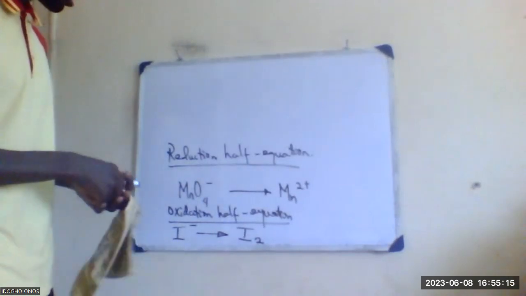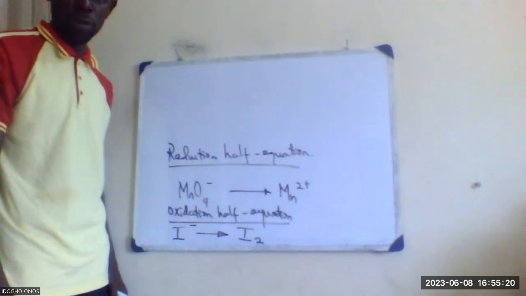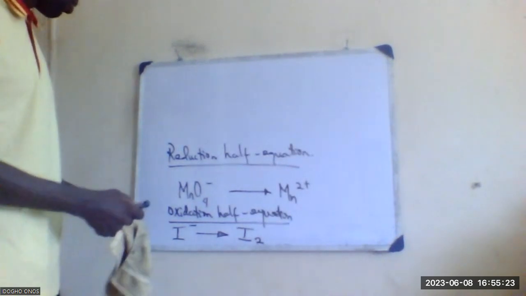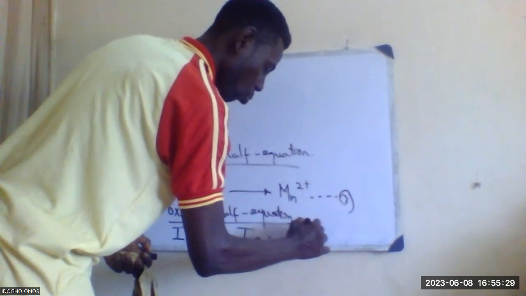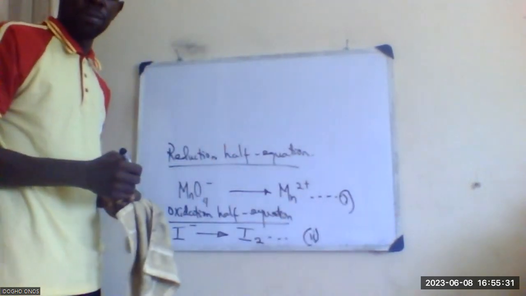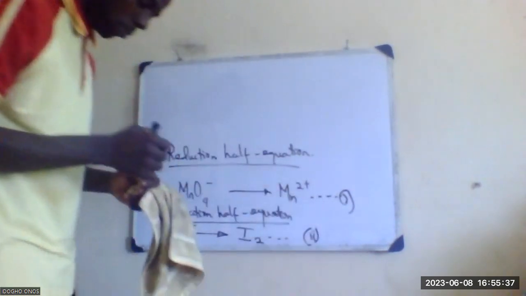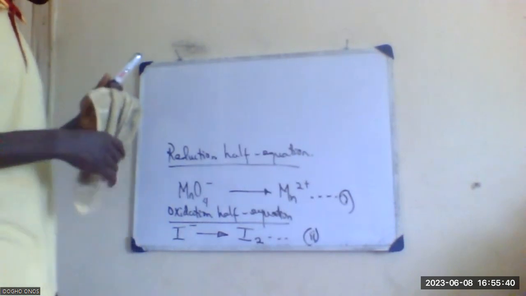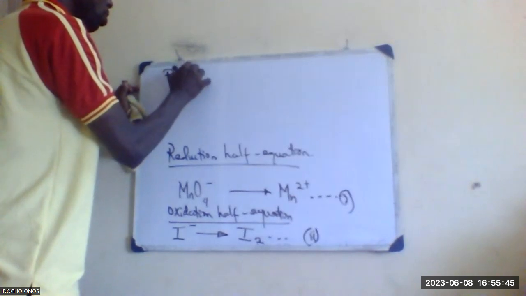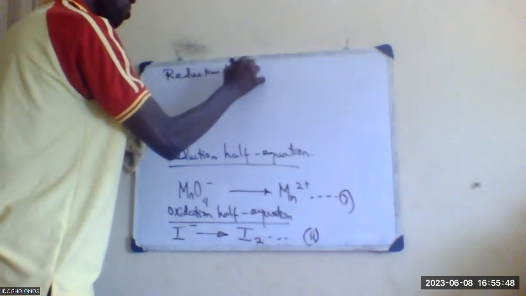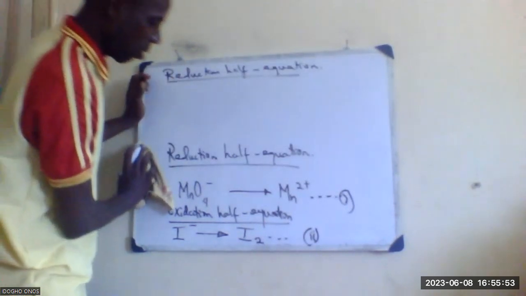So having identified the reduction and oxidation half equation, now the next step is to balance each of the half equations. So I can call this one equation 1. I'll call this one equation 2. Are you with me? So now let's go to reduction half equation. I'm going to clean everything here off completely.